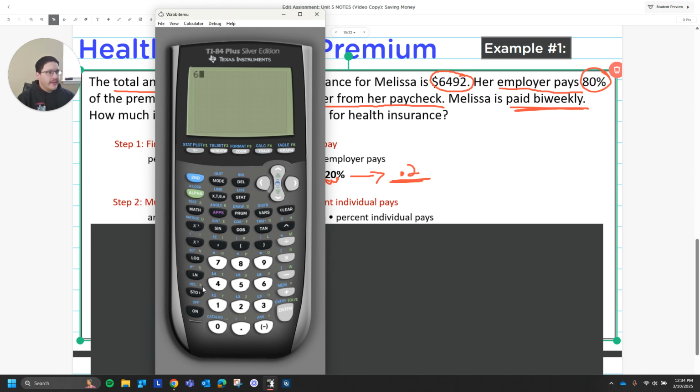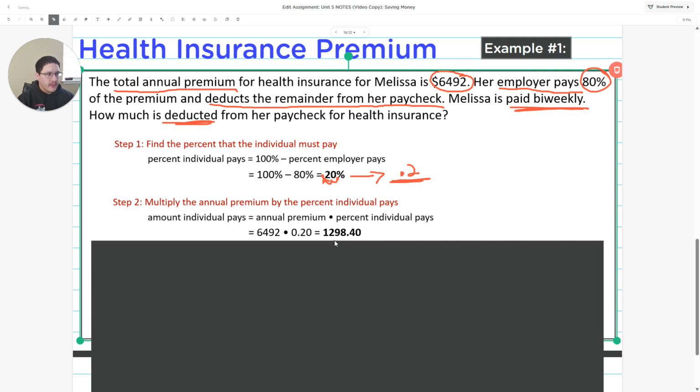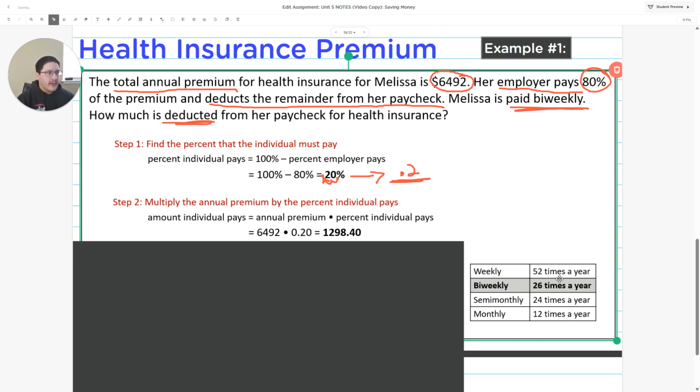So we're going to multiply $6,492 with 0.2. And we get that she will have to pay for her annual premium for the entire year $1,298.40. Now, how much will be deducted from her paycheck? Well, Melissa is paid bi-weekly. So her paycheck is paid out 26 times a year.